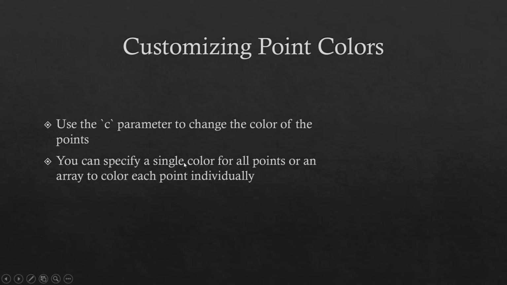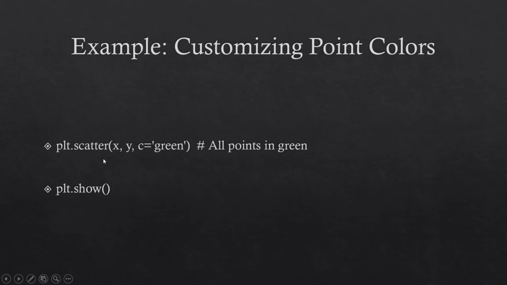Use the c parameter to change the color of the points. You can specify a single color for all points or an array to color each point individually. plt.scatter(x, y, c='green'), all points are green.